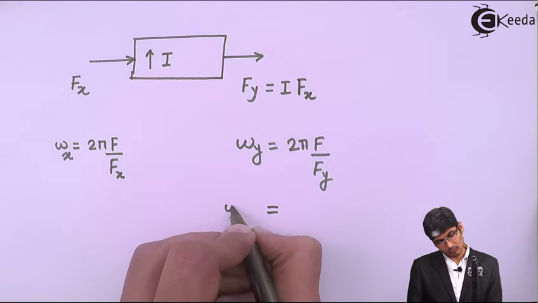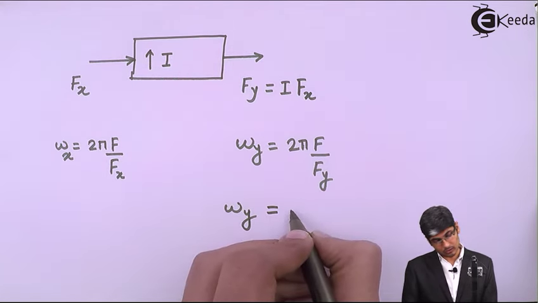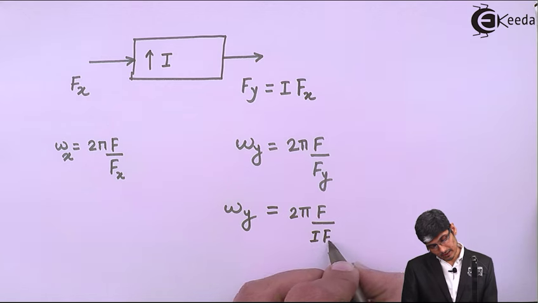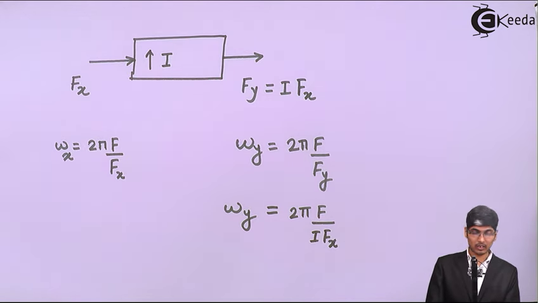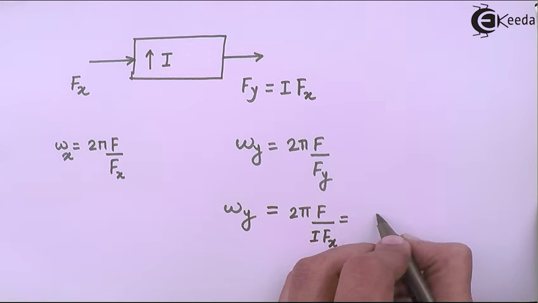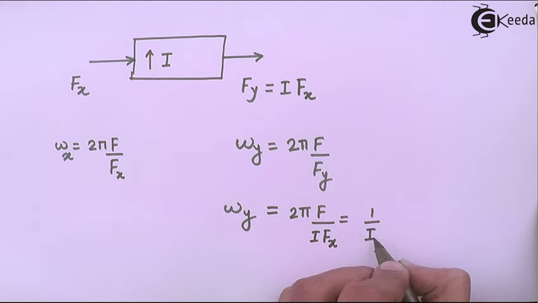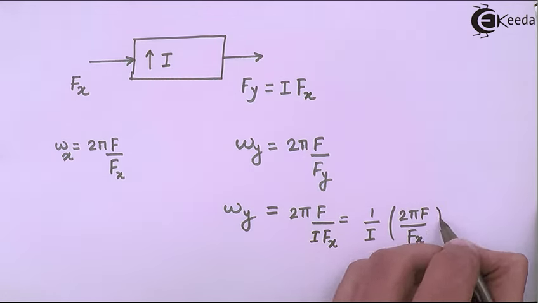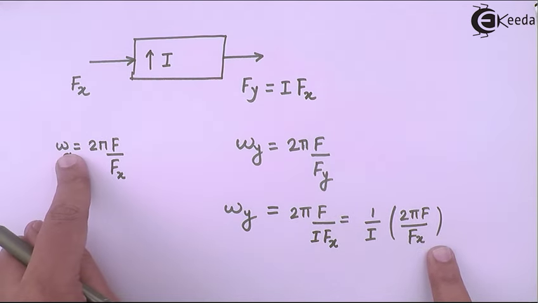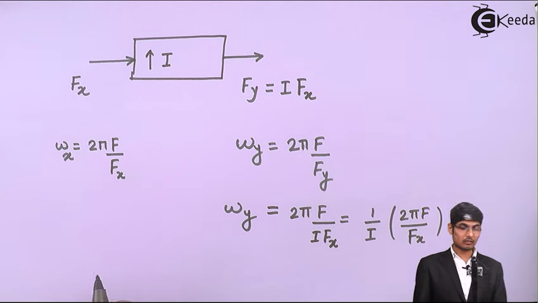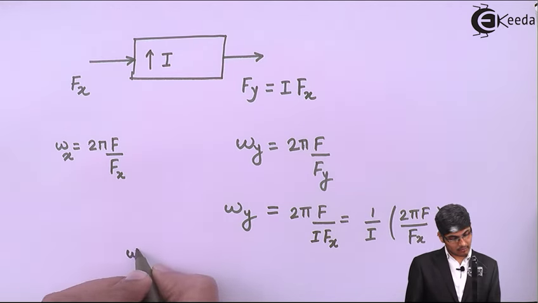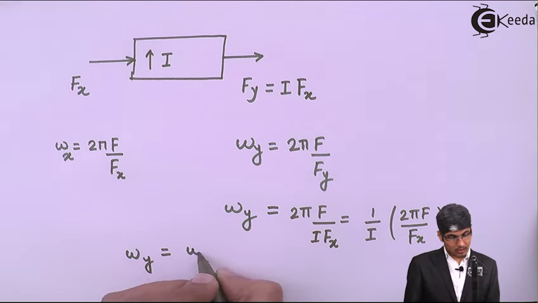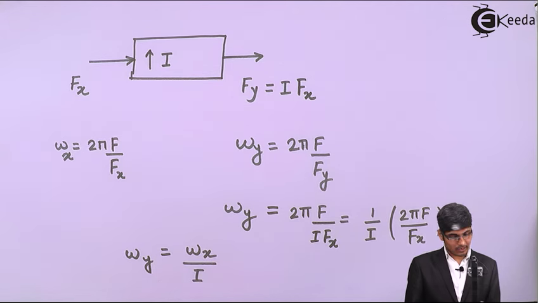So if I put that value, what I am going to get is omega y equal to 2 pi f by I times fx. Now combining, I write it like this, 1 by I, and combine everything else: 2 pi f by fx. 2 pi f by fx is omega x. So what relation can we develop? The relation is omega y, that is the output frequency, will be the input frequency divided by I.